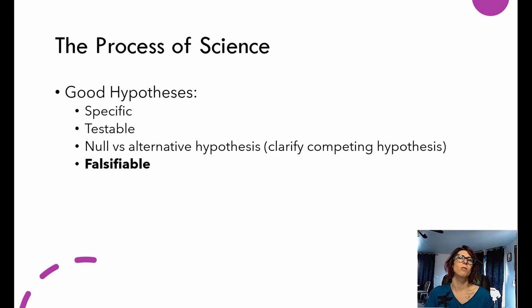All right, so falsifiable. This is perhaps the most important aspect of a good scientific hypothesis. You want your hypothesis to be falsifiable. For a hypothesis to be scientific, you have to be able to imagine collecting data that would refute it, that would refute your hypothesis. If you cannot imagine any data that would refute your hypothesis, that would change your mind, you are not working in the realm of science.